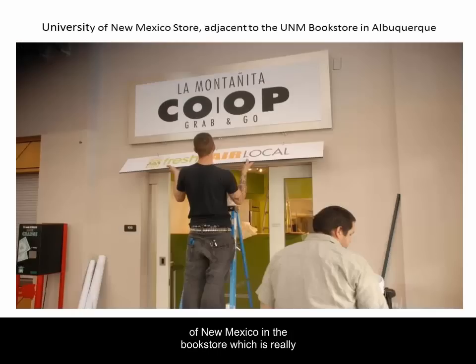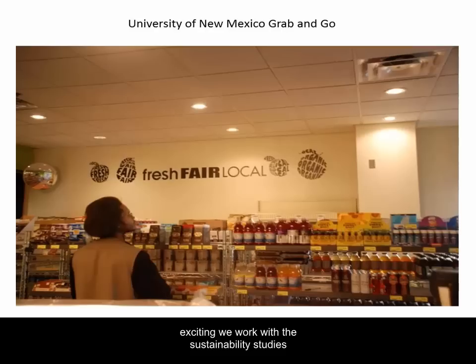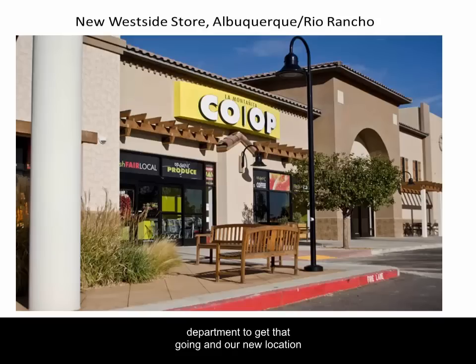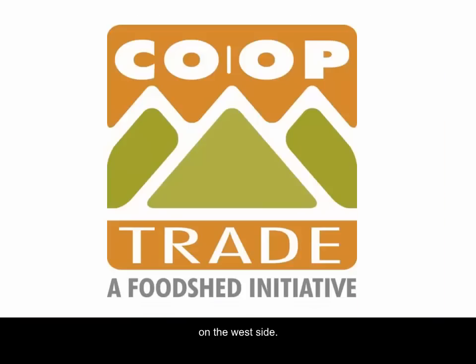University of New Mexico in the bookstore, which is really exciting. We work with the Sustainability Studies Department to get that going, and our new location on the west side. So our food shed initiative started because we had to figure out, as competition really came into the community, how to keep our consumer co-op viable and relevant in the community. We started our food shed initiative.